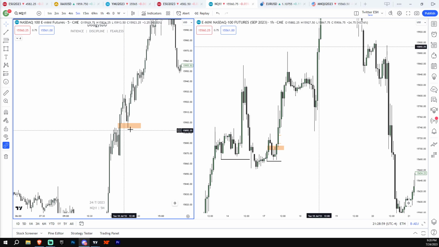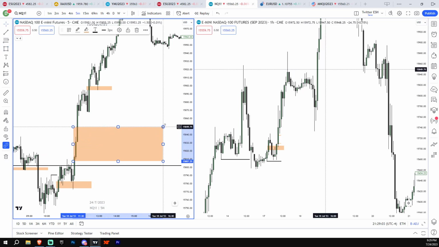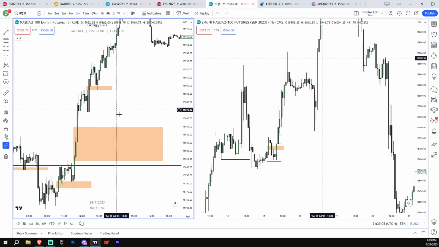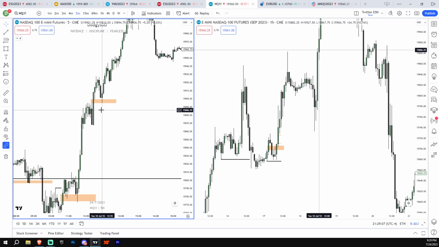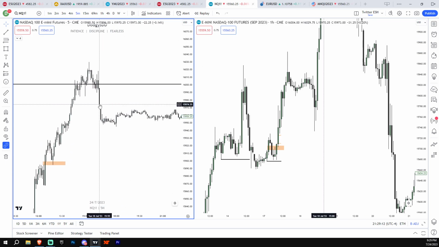I generally would not take an entry like this. I would take an entry down here if we got a confirmation set up. This is generally too high for me. So if I was trading this day, it probably would have been done at this point. And then it looks like we just dumped on the 5-minute time frame.